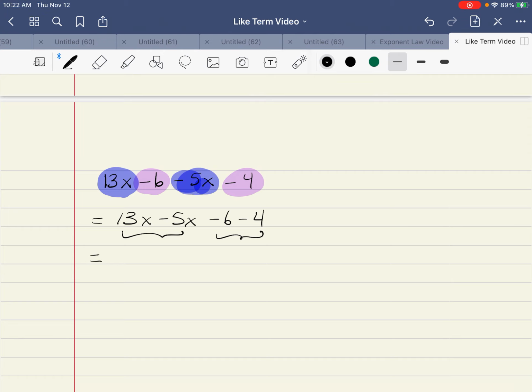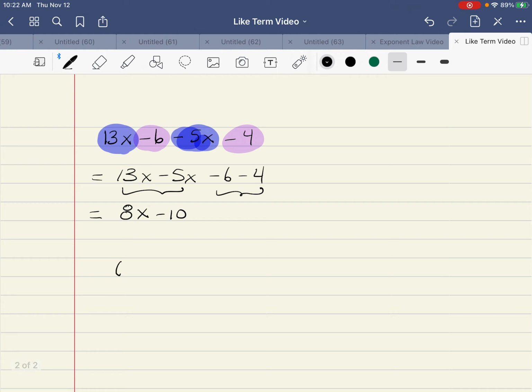And then you can add or subtract. So 13x take away 5x, I'm basically doing 13 take away 5. And then here I'm not doing 6 take away 4, I'm doing minus 6 take away 4, which is minus 10. You could also say negative 6, negative 4, which is negative 10. Negative, minus and subtract are actually the same action. That's called a synonym. Those are words that mean the exact same thing, but they're spelled differently.